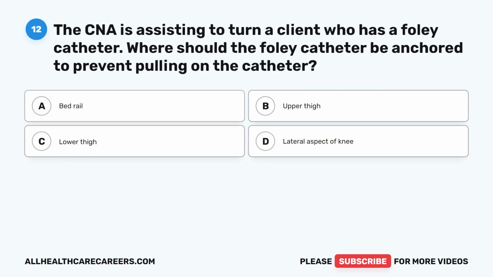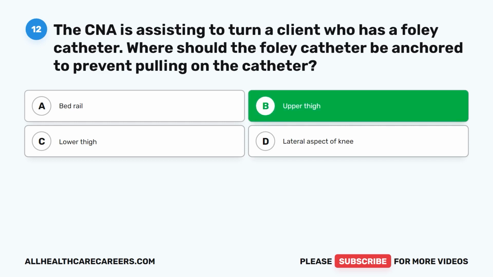Question 12. The CNA is assisting to turn a client who has a foley catheter. Where should the foley catheter be anchored to prevent pulling on the catheter? A. Bed rail. B. Upper thigh. C. Lower thigh. D. Lateral aspect of knee. The correct answer is B.